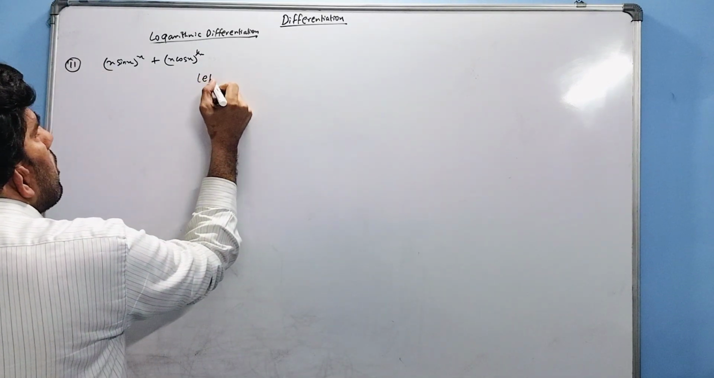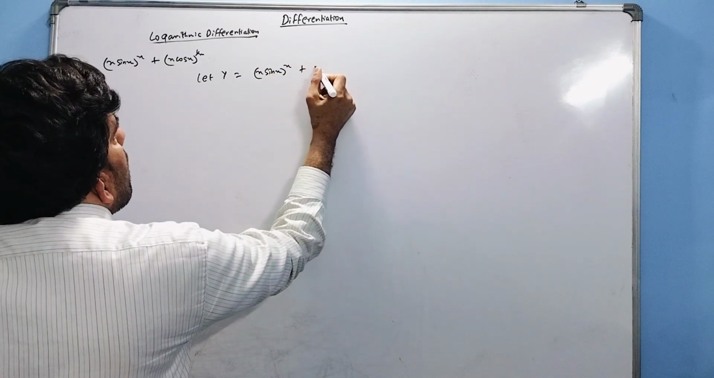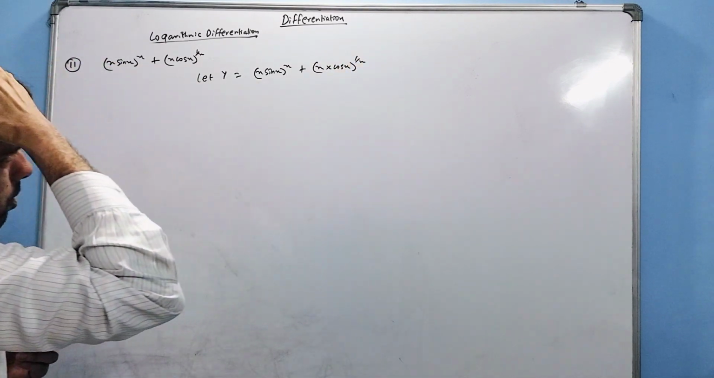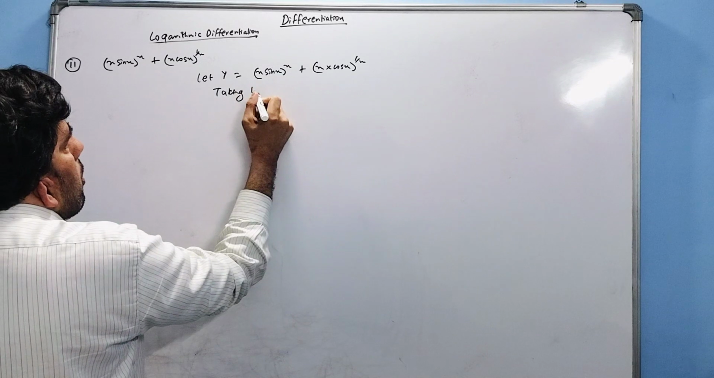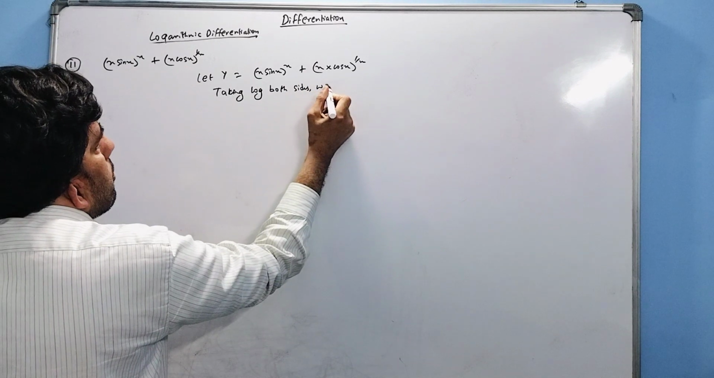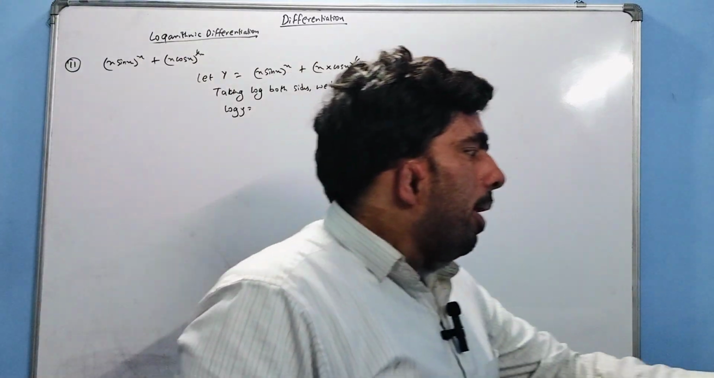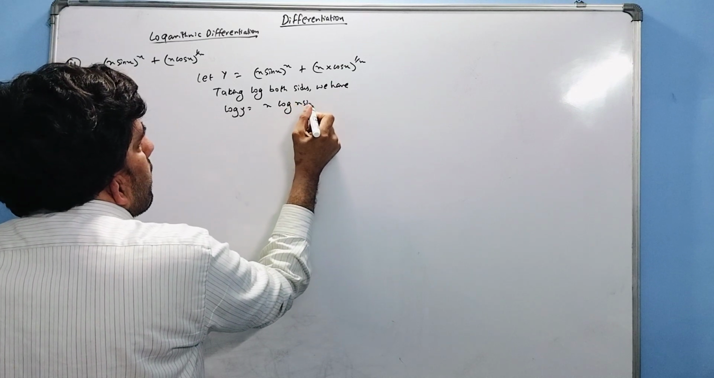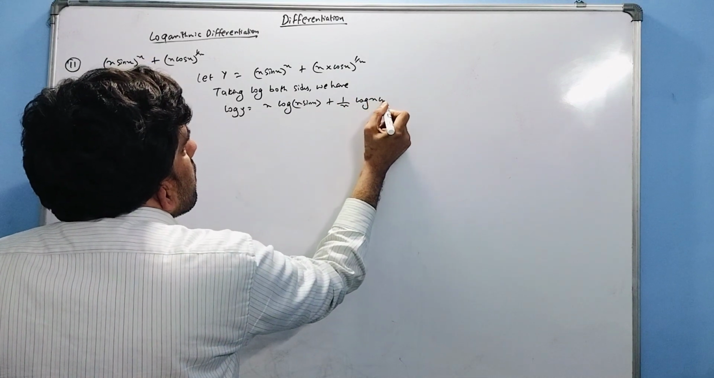Let y is equal to (x sin x)^x plus (x cos x)^(1/x). So now what we can do here is take log on both sides. Taking log both sides, we have log of y is equal to x log of (x sin x) plus 1 upon x log of (x cos x).